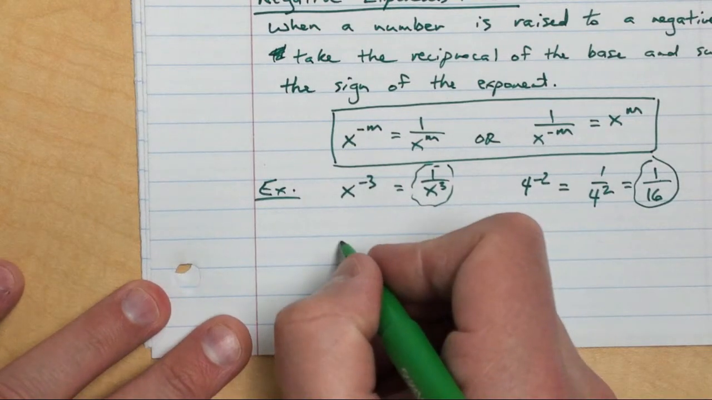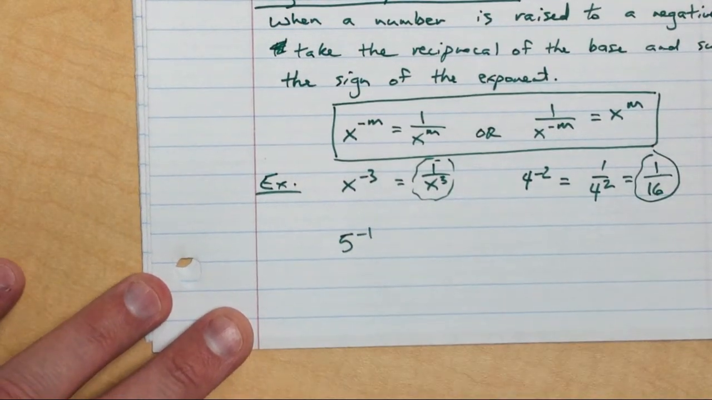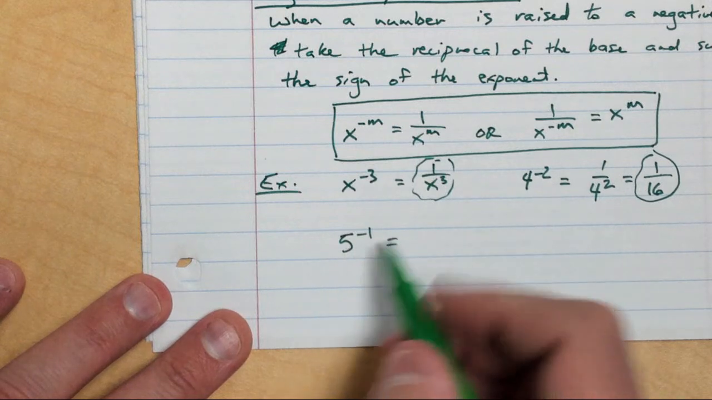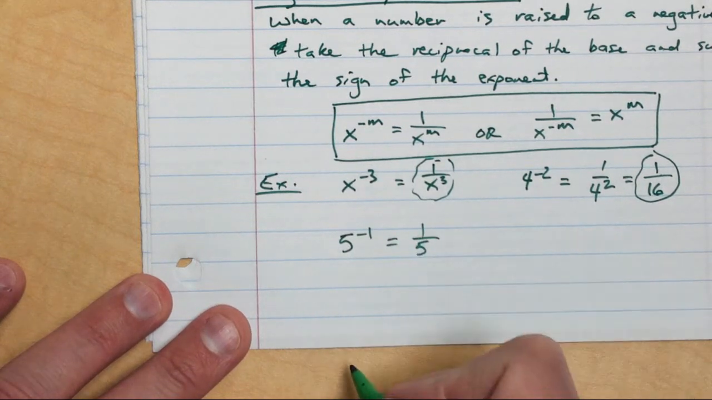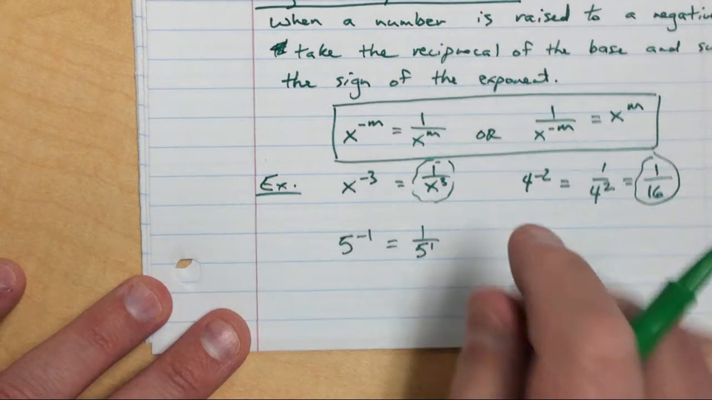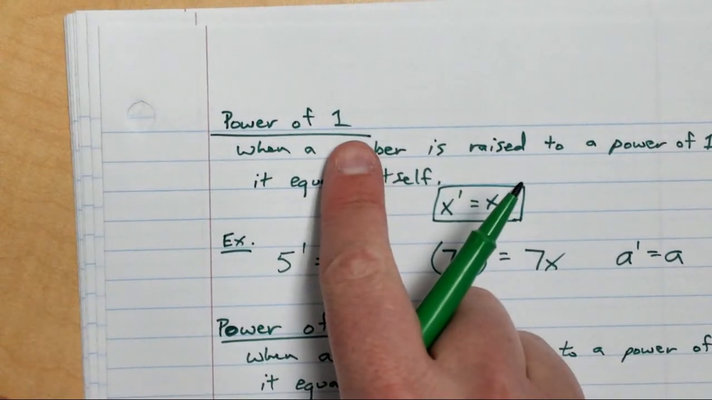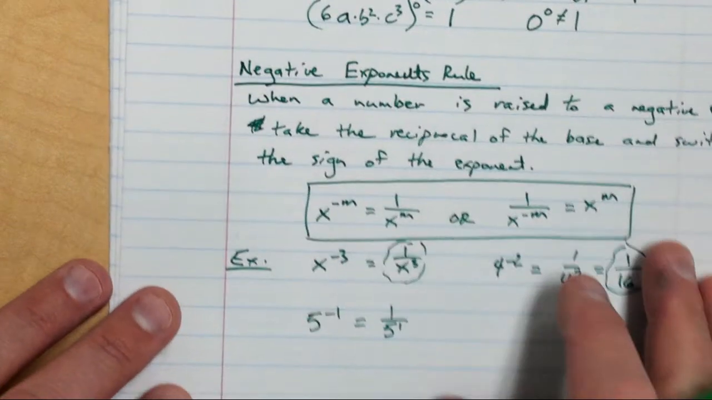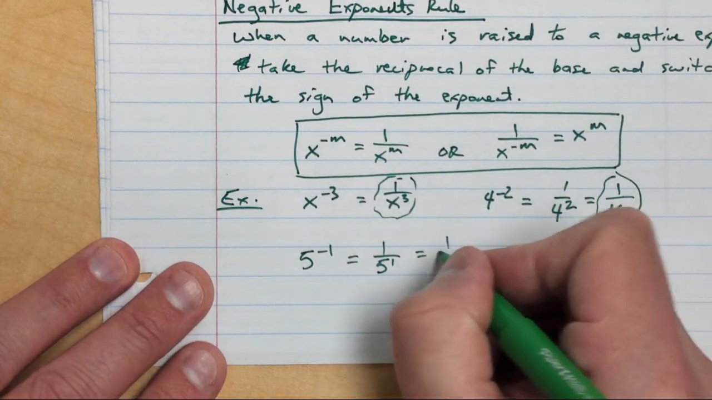Another example here would be, let's say, 5 to the negative 1. The reciprocal of the base is 1 over 5. This is a negative 1. That negative 1 becomes a positive 1. But remember, anything raised to a power of 1 becomes itself. So this actually simplifies down to 1 over 5.